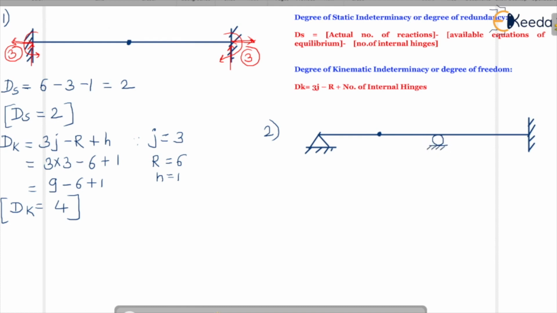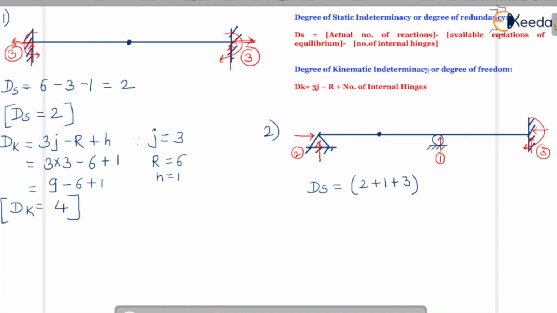Again, for this beam, let us find out ds and dk. First, the degree of static indeterminacy or degree of redundancy. Let us see how many reactions there are. Because it is a hinge support, there will be two reactions here. Because this is a roller support, there will be one reaction here, and this is a fixed end, so there will be 3 reactions. So the actual number of reactions available for this beam is 2 plus 1 plus 3.